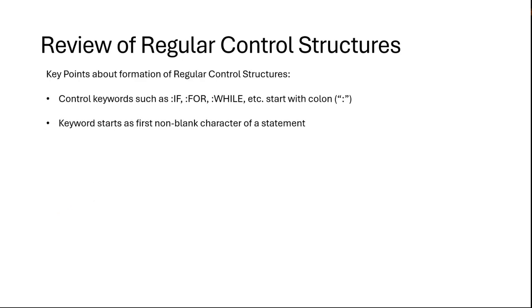Okay, so key points about regular control structures, just to distinguish them from inline control structures, are that the keywords such as colon if, colon for, colon while all start with a colon, and this keyword is the first non-blank character of a statement. So it can be indented, it doesn't have to start at the left margin, but the first character of the expression is a colon, followed by one of the valid keywords like if, for, while, etc.